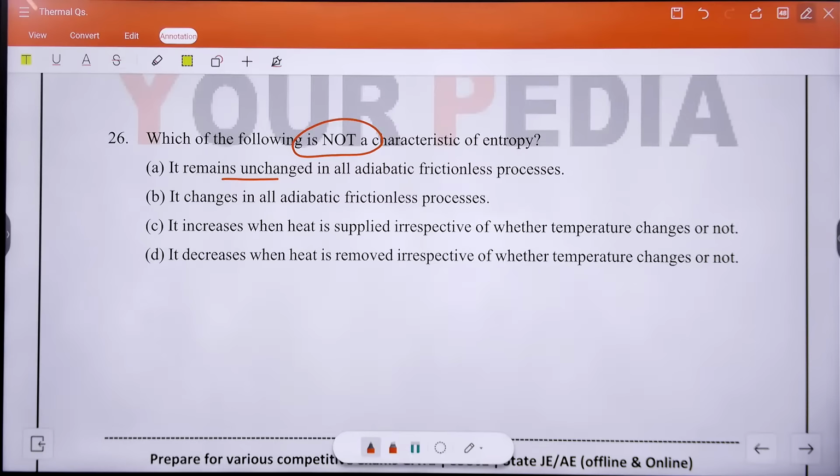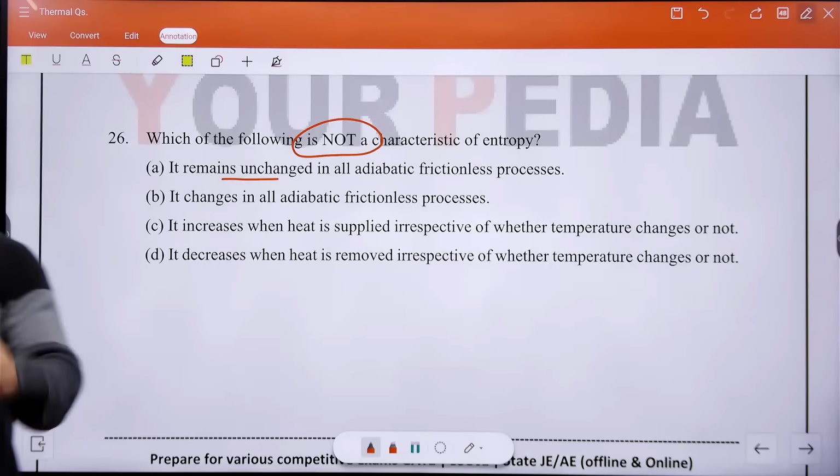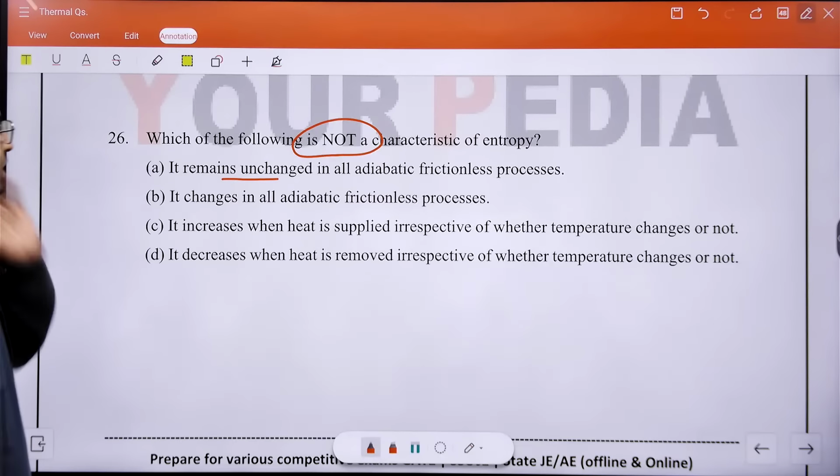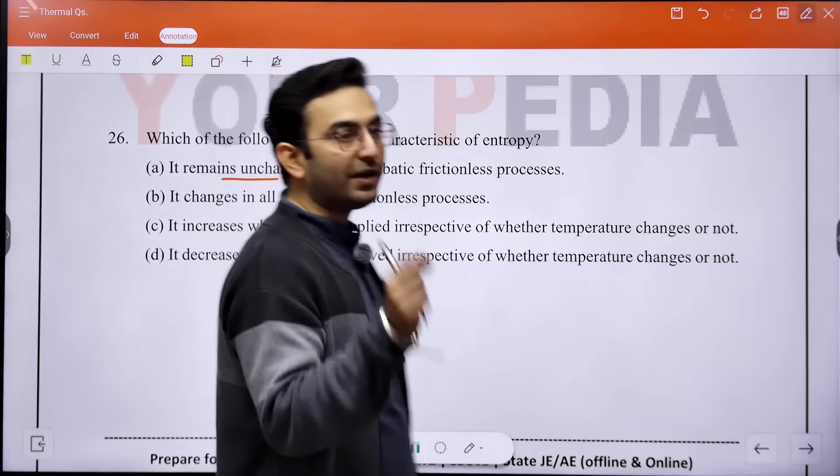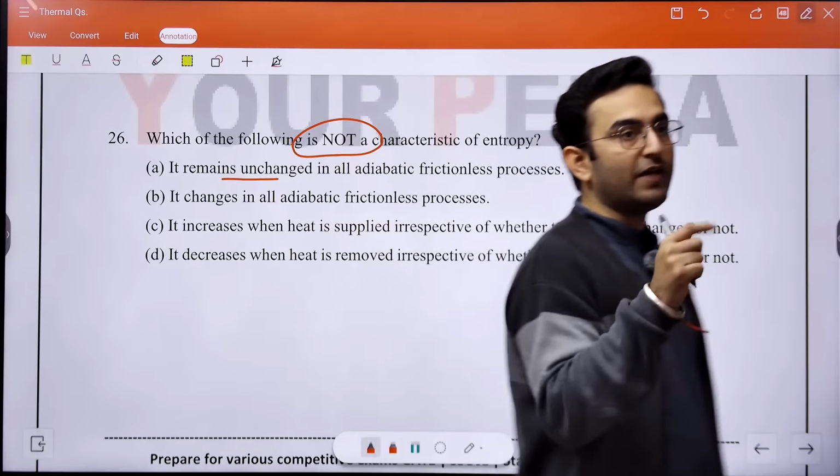What can be the answer? A, B, A, B, A, B, A, B. Confusion between A and B. First of all, just remember that entropy is representing the randomness here, or the level of disorderliness.